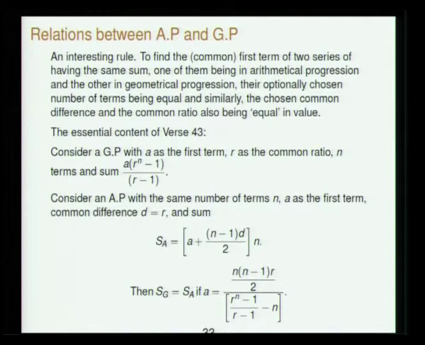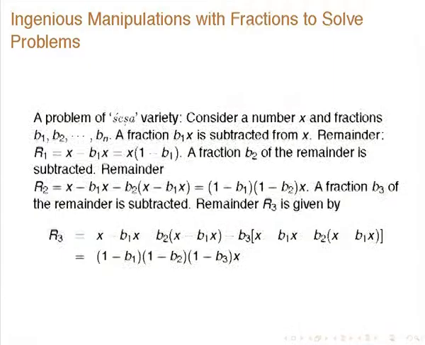And he talks about various relations between arithmetical and geometrical progressions. Say, for instance, you can have an arithmetical progression and a geometrical progression. Suppose you want the sums to be equal. So, then you can find the first term and all that. If the first term of the arithmetical progression is taken to be this, then the two series sums will be equal.